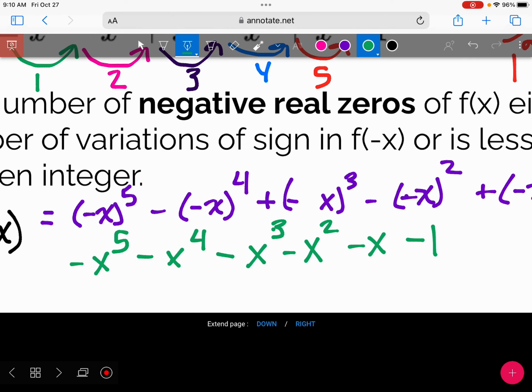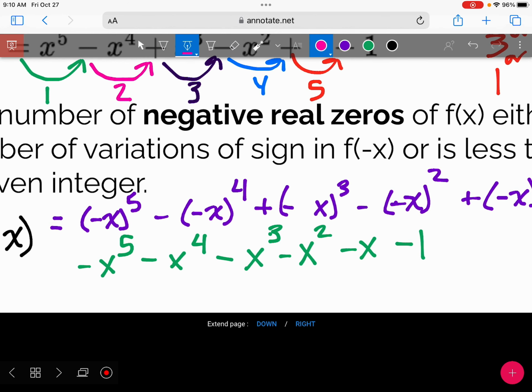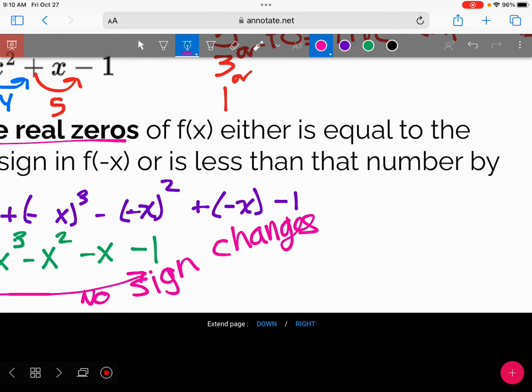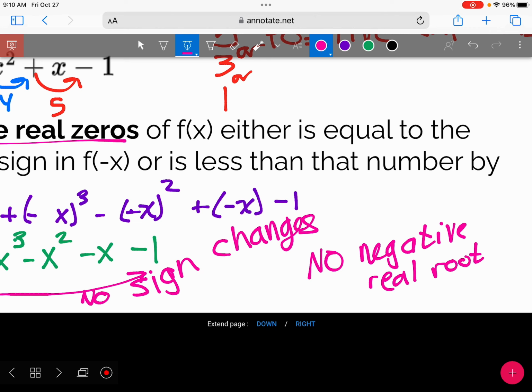How many times does the sign change? None. There are no sign changes here. Since there are no sign changes, that means there's no negative real roots. I don't know why I have 2 L's on the word real. There we go. Spelling is a suggestion.